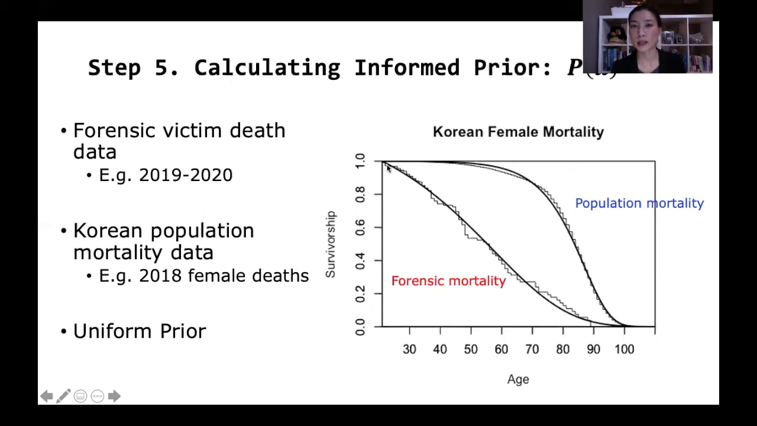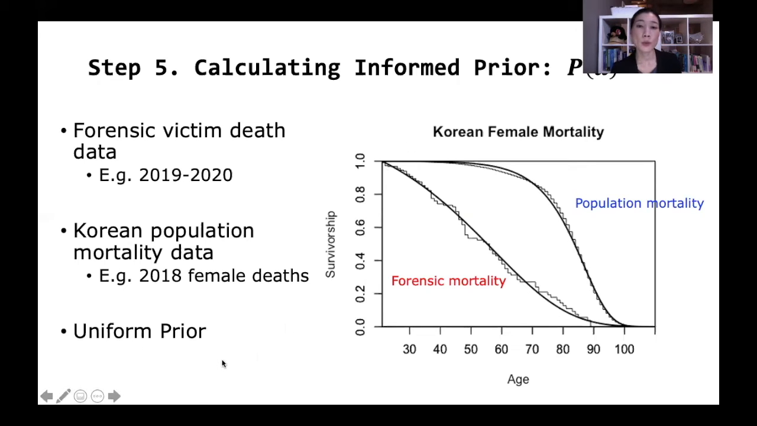It compares the forensic mortality, which is the bottom curve, with the upper curve. These two are Gompertz hazard model curves. The upper curve indicates the Korean female mortality in 2018. As you can see here, these two priors are significantly different. So we might need to play around a little bit between these two informed priors to figure out which one produces more accurate and reliable age estimates for Korean populations.